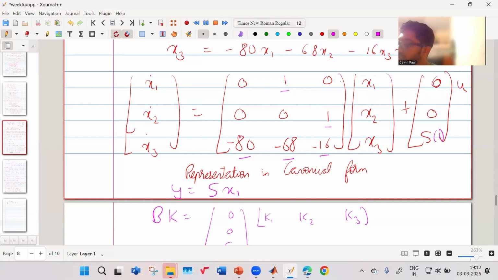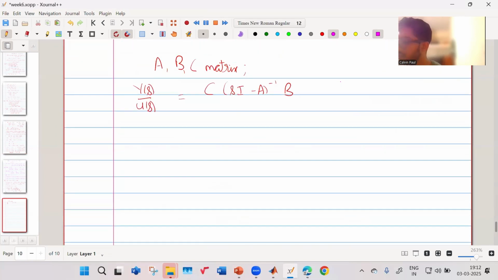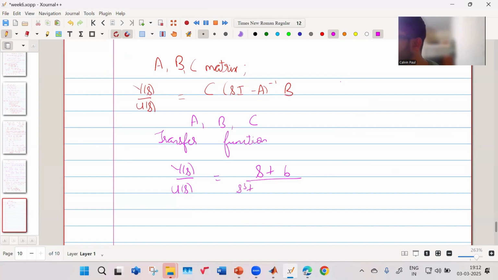And then you can easily do this BK. The advantage with this is you have to do B into K, so that is 0, 0 into 1. Let me just write it again. Because you have A, B, and C, you find the transfer function. Suppose you have Y of s upon U of s. Let us take some values. This is s plus b over s cube plus a1 s square plus a2 s plus a3.